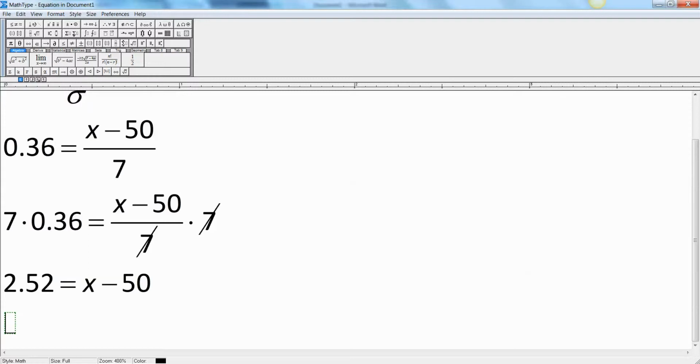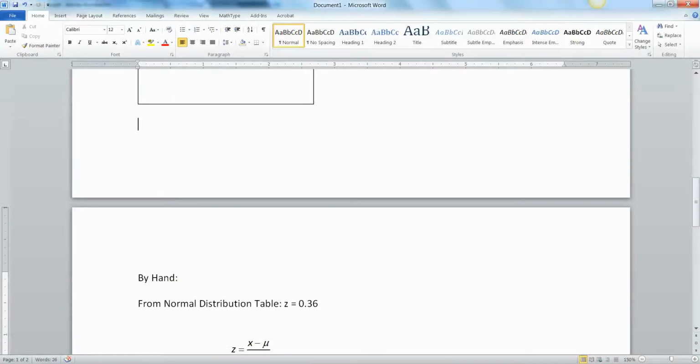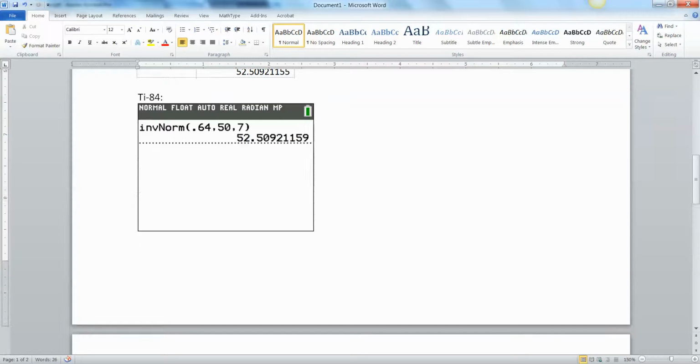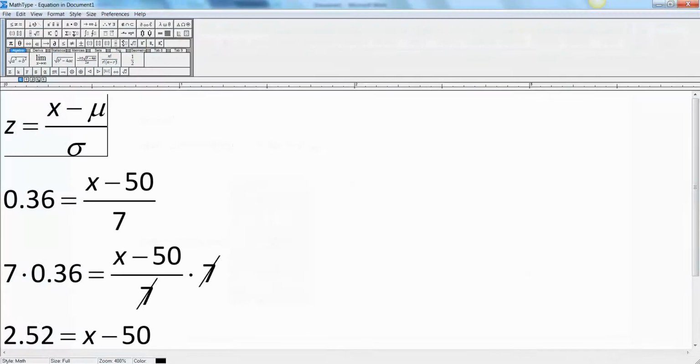Add 50 to both sides. And there we go. It'd be x is, and of course this is really rounded because we didn't really have an accurate number from the table anyway, but it'd be 52.5 if you were going to do this with the by hand method. That's obviously a little bit off because this has a lot more decimal places of accuracy, but it's not bad. It did pretty well.